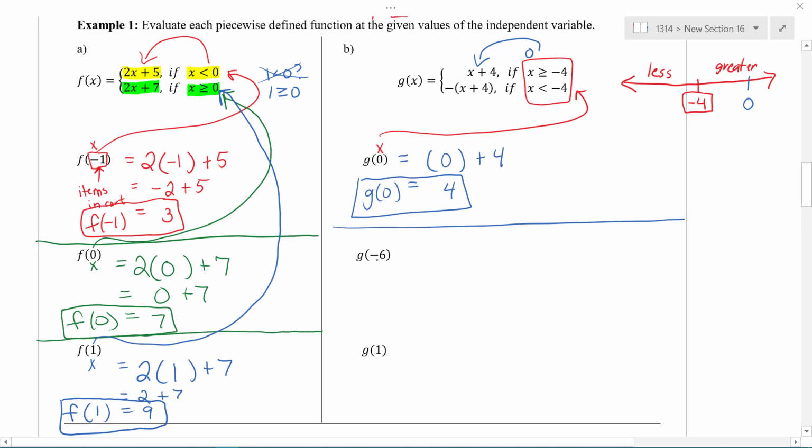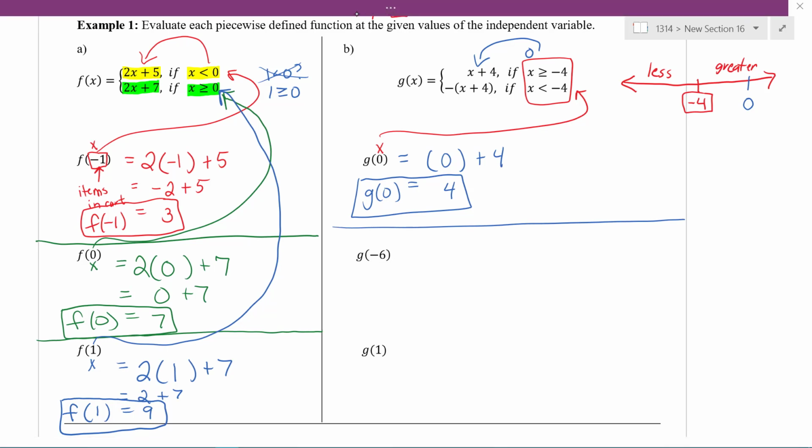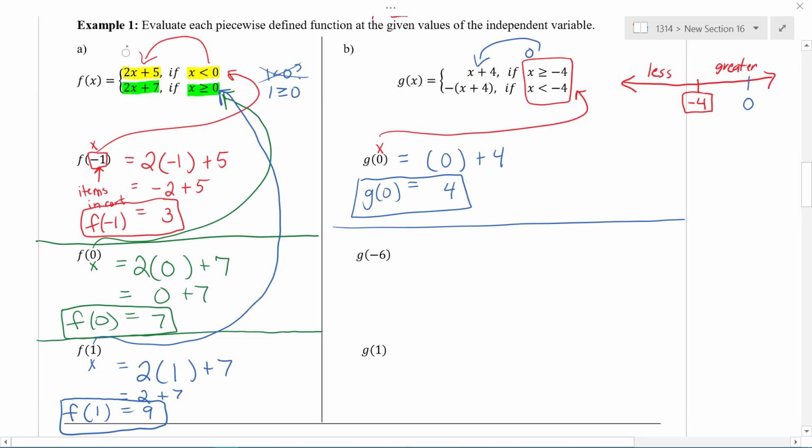Okay, what about g of negative 6? Negative 6 is the x value that's being used as input into the function. We have to decide which lane to go in, so I'm going to use the top equation or the bottom equation. Well, that's all based upon the restrictions for x before I go into that lane. So we're talking about negative 6 here. Where's negative 6 on my number line?